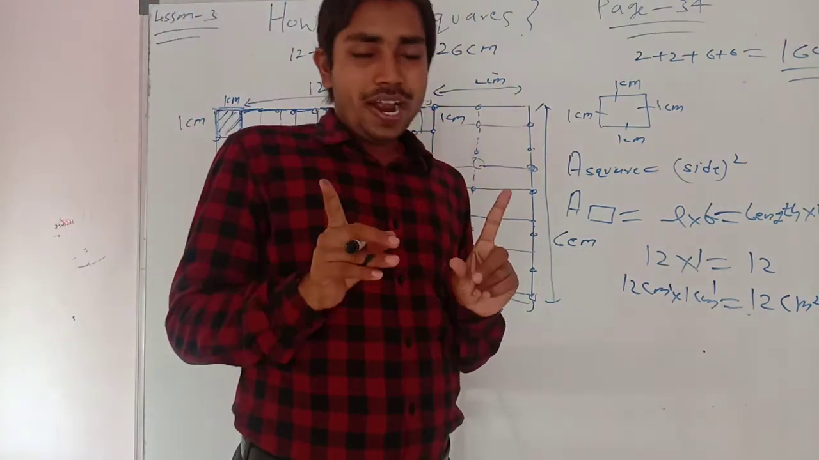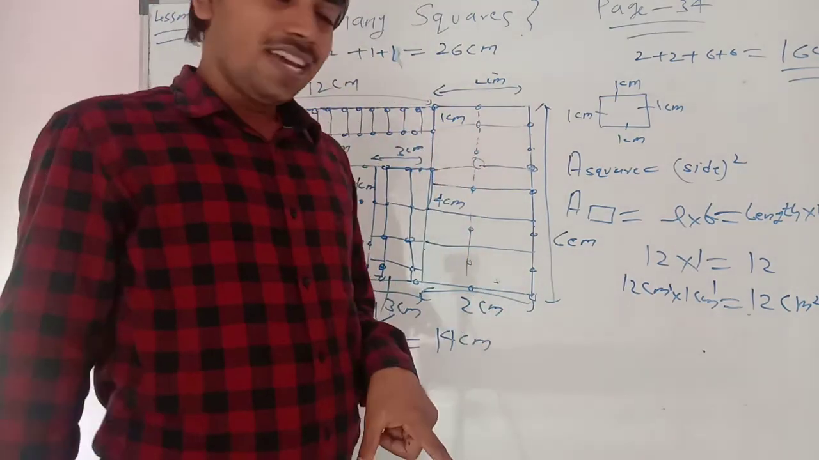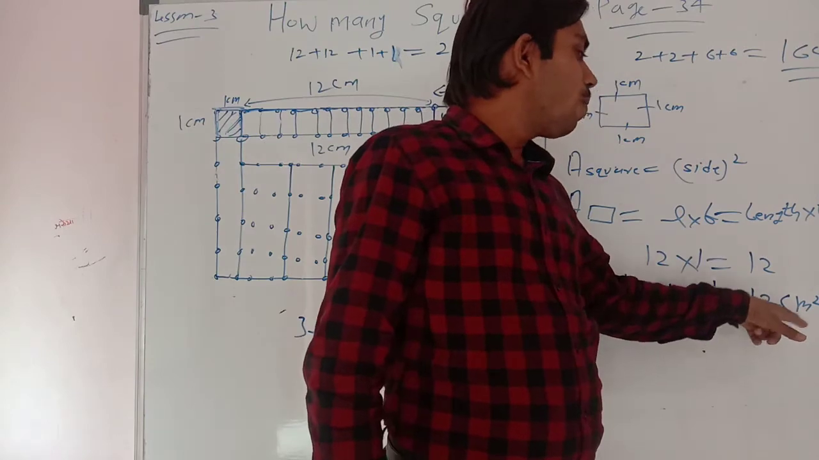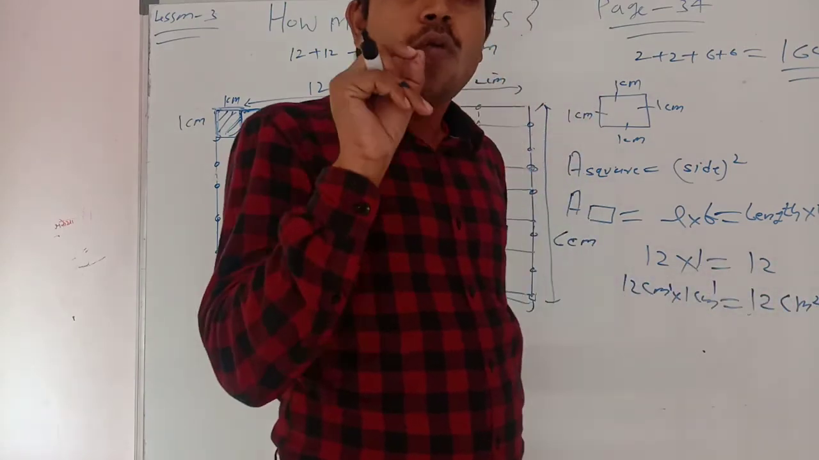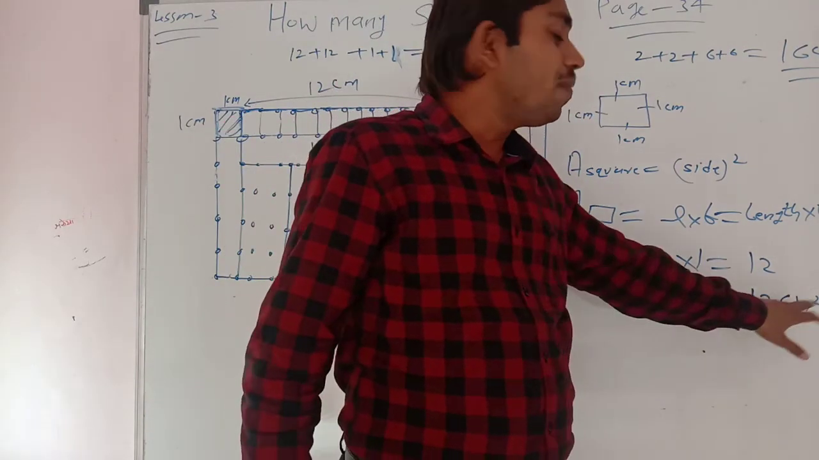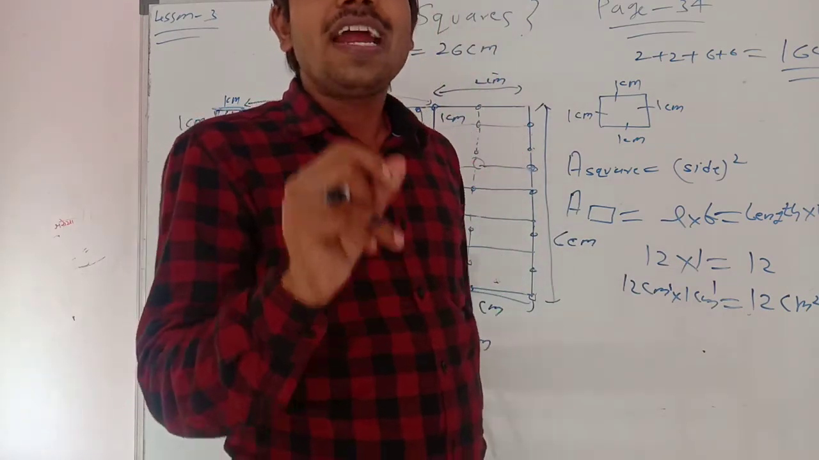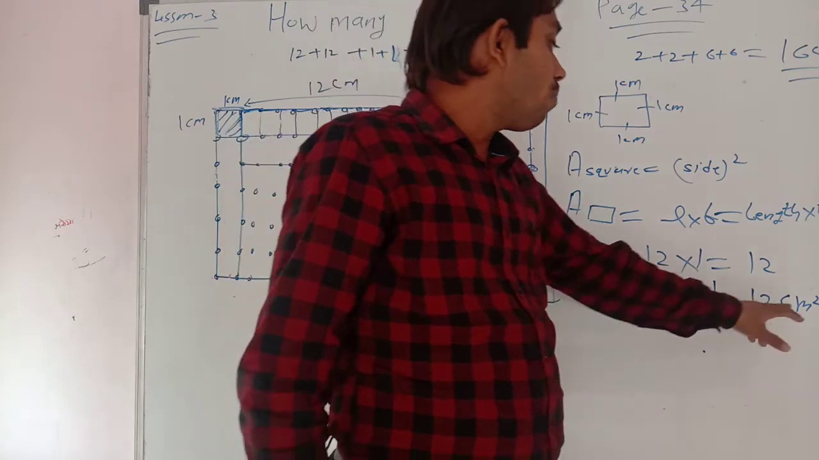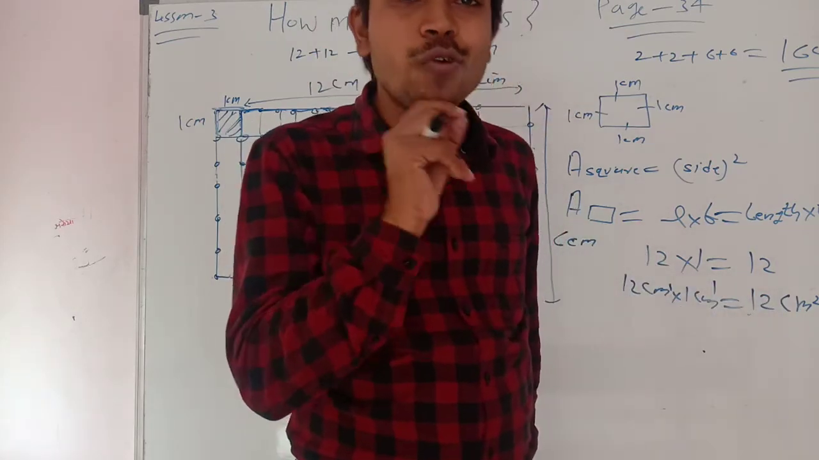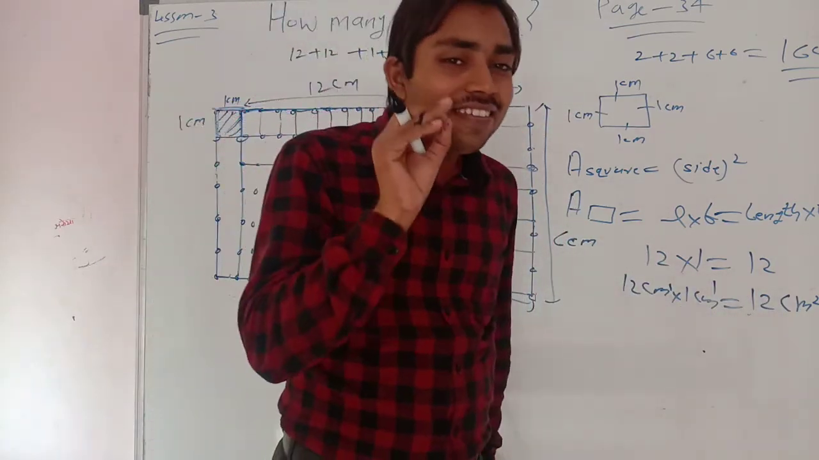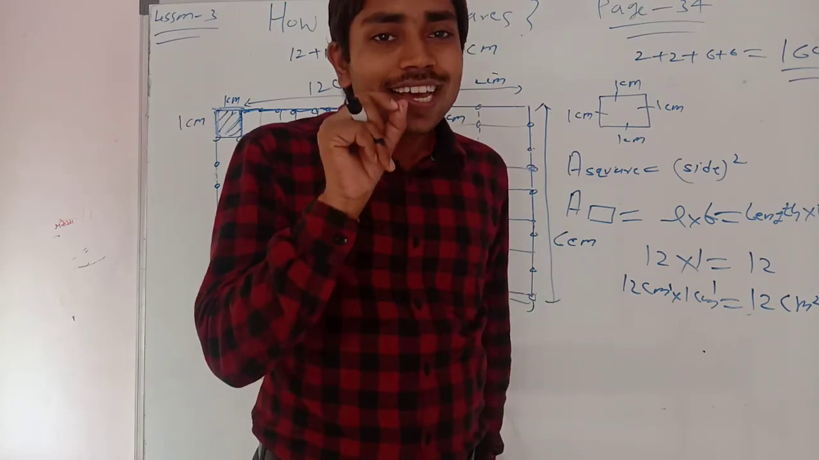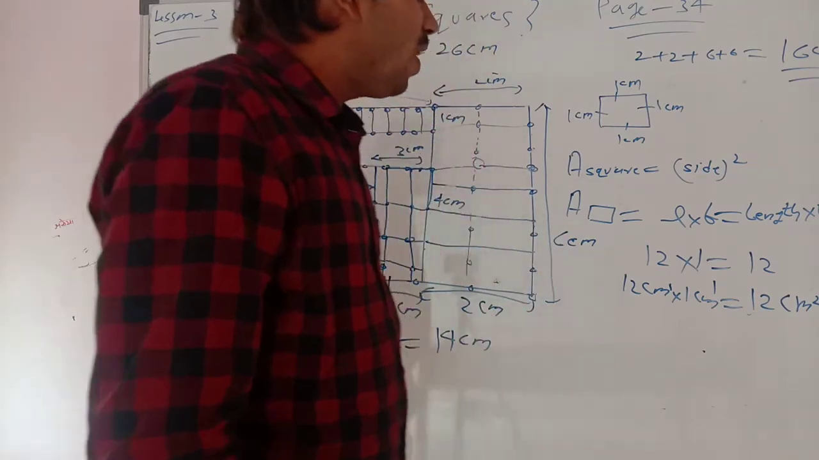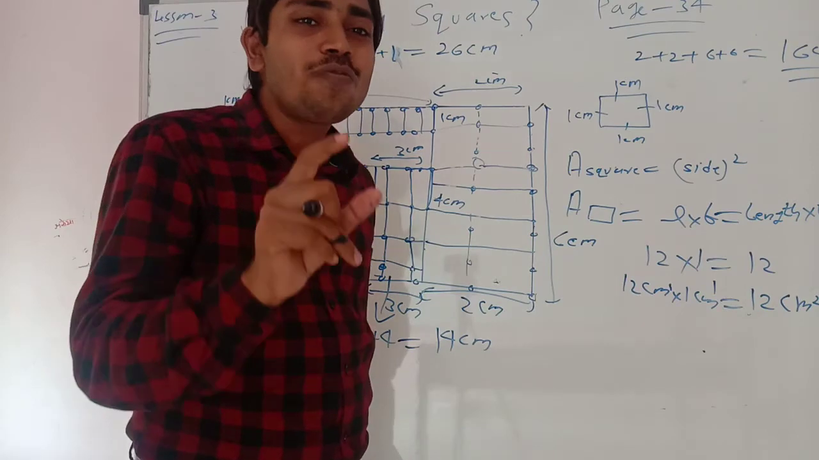Simply keep in your mind, if you are finding the area, always write the square. Whatever unit is given, if meter is given, write meter square. If centimeter is given, write centimeter square. Whenever you are finding area, my dear students, always write the square for the given unit. If it is centimeter, write centimeter square. If it is meter, write meter square, my dear student. I hope everybody understood how to find the area.